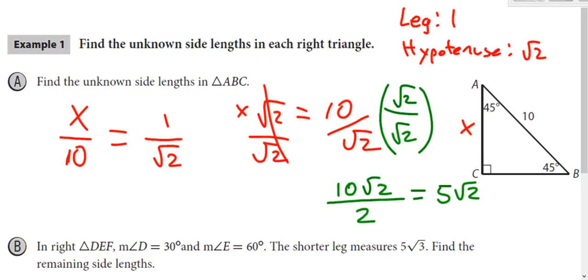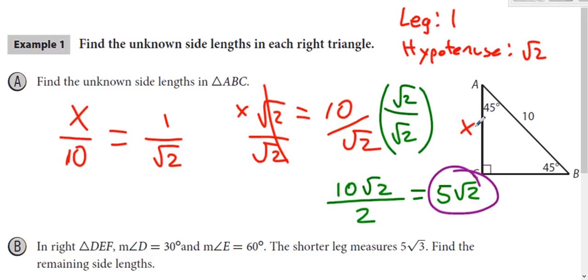Now, one trick, you can kind of simplify this when you're dividing by a square root of 2. You can remember that basically you're just dividing by 2. So if it's 10 divided by square root of 2, you're dividing by 2, so you get 5. Then you just have to remember to put the square root of 2 on the answer.